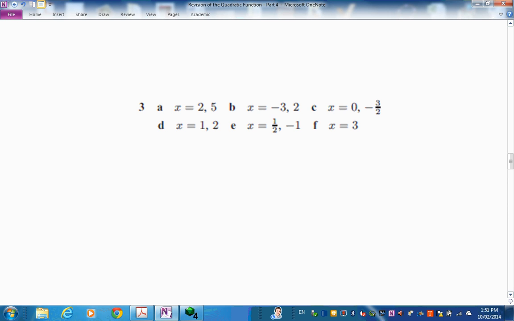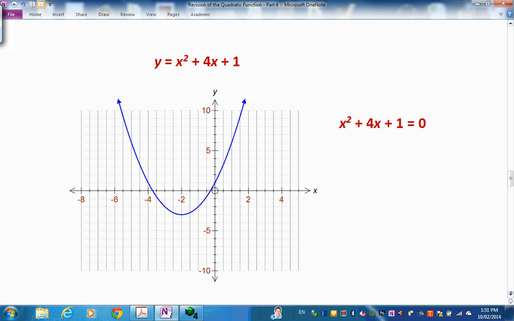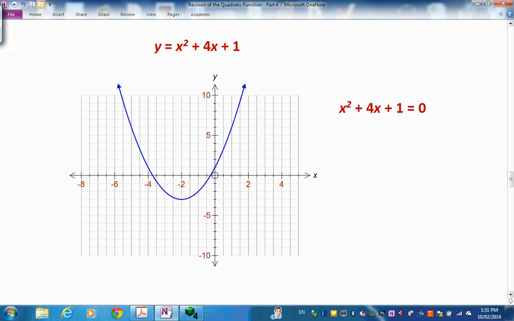All right, are you getting powerful? I hope so. Got a little bit more to do. Let's have a look at this one. Why is this one special? Well, you can see it's cutting the x-axis, the graph, and so this should have 2 roots or 2 solutions. Okay, but the problem is, can you see it? It is not factorisable.